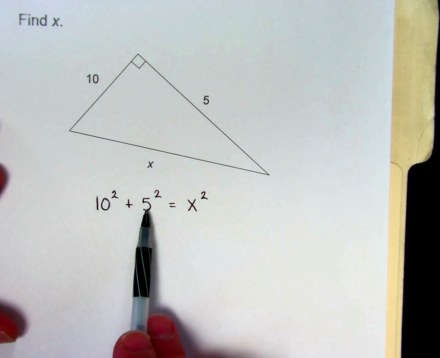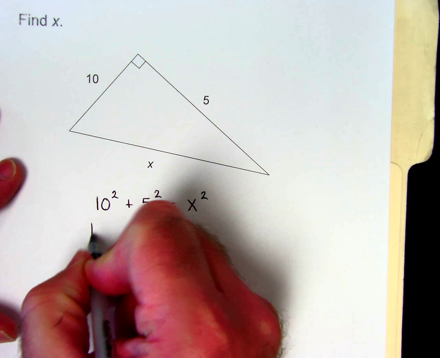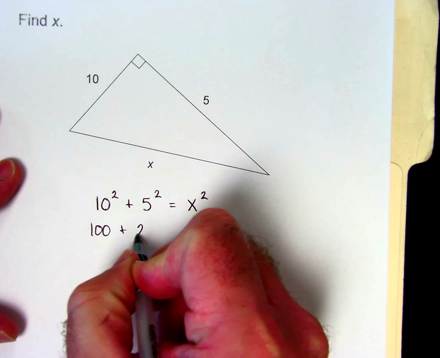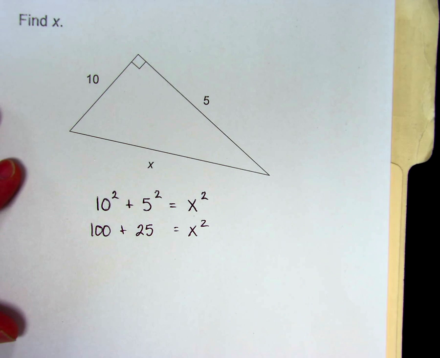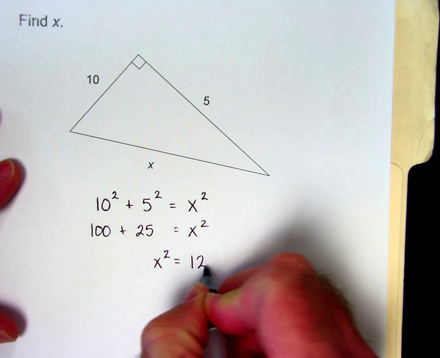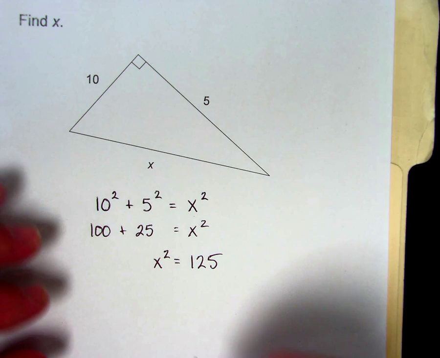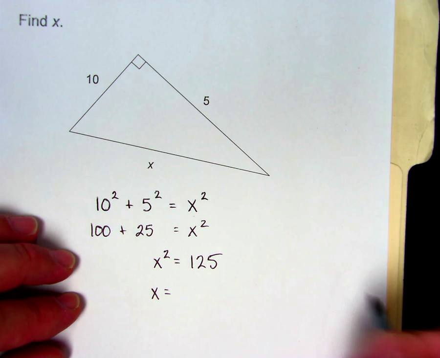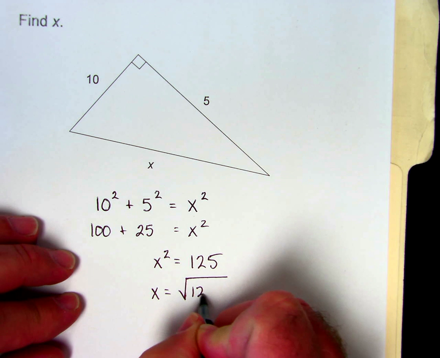The sum of the squares of the lengths of the legs is equal to the square of the length of the hypotenuse. 10 squared is 100. 5 squared is 25. So we would see that x squared is equal to 125. So x would equal the positive or negative square root of 125.